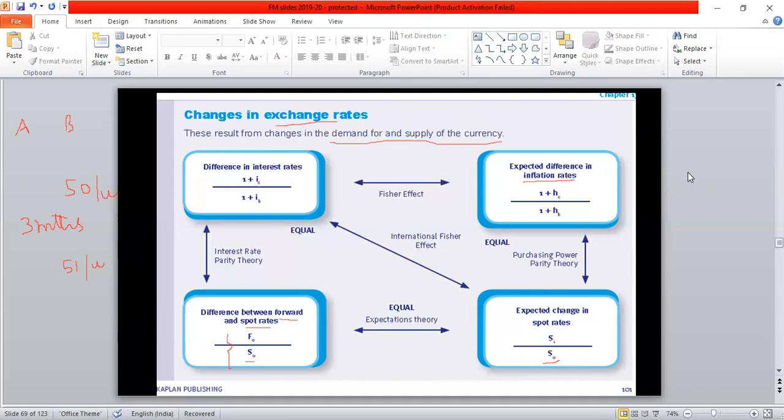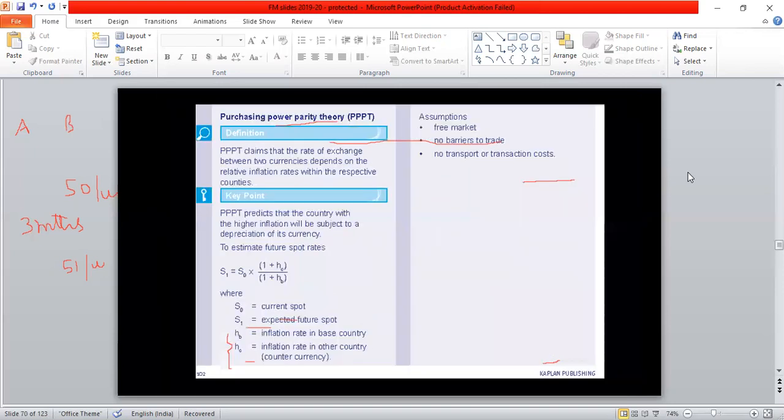So why would there be changes in exchange rate? Because there are differences in interest rates, differences in inflation rates, and a difference between the forward and the spot rate. The spot rate varies from what they have anticipated and what actually happened. These are the reasons why there would be an impact or effect on the foreign currency. Okay, so we'll understand this better.